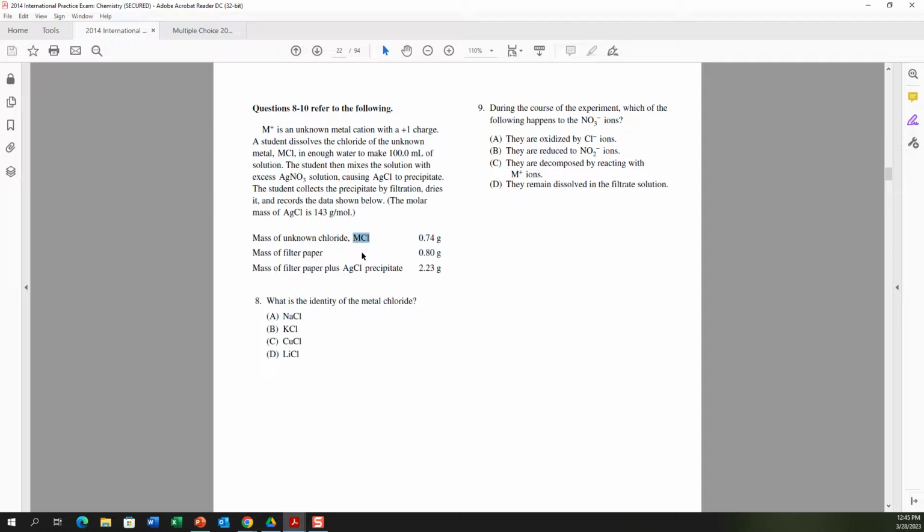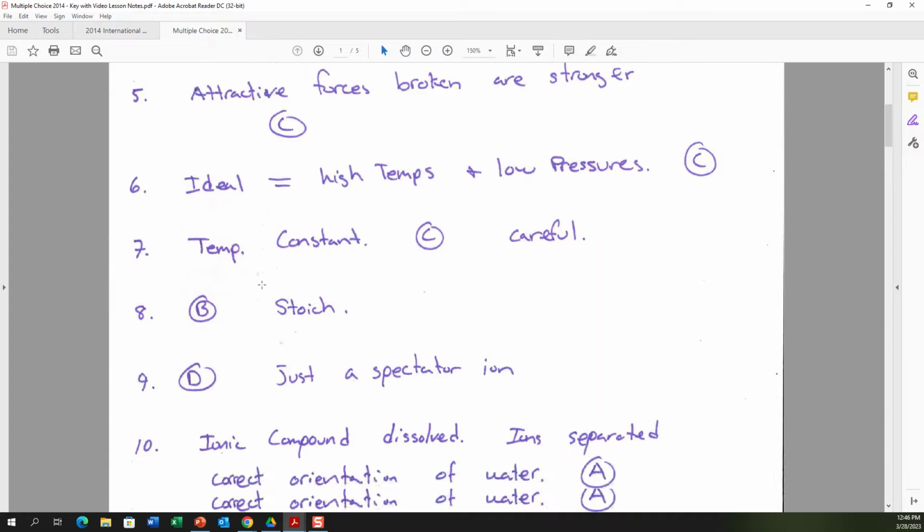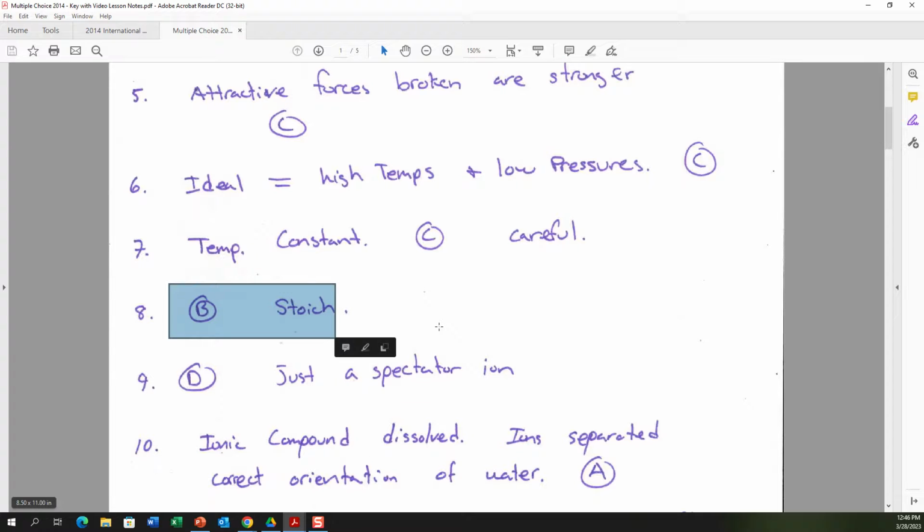To get the molar mass of something, you do grams divided by moles. So if we do 0.39 grams of metal M divided by 0.01 moles of metal M, we get 39 grams per mole. Which of these metals has a molar mass closer to 39? It's potassium. If you go to the periodic table, potassium is 39.1. So the answer is B. So that's just stoichiometry.